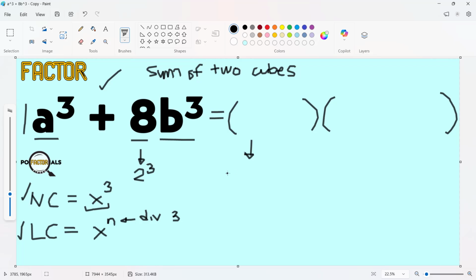It would be a combination. Since it's a sum, it would follow the sign here, where the first term here is the cube root of your first term, 1a cubed, and the second term here is also the cube root of the second term, 8b cubed.